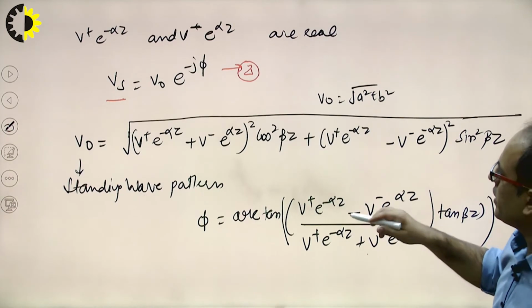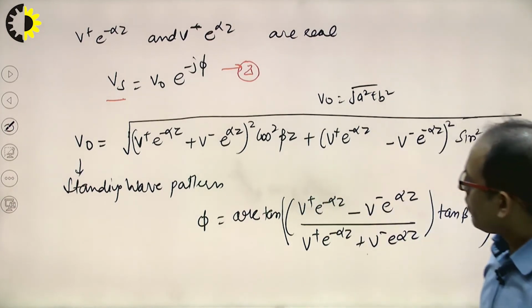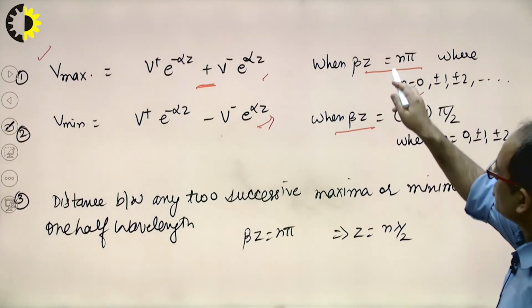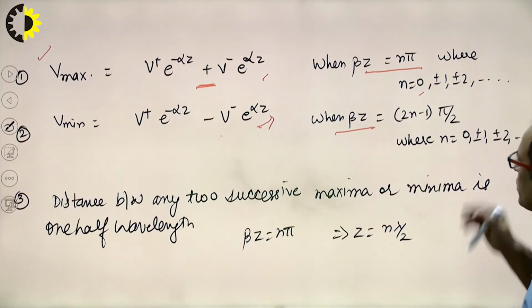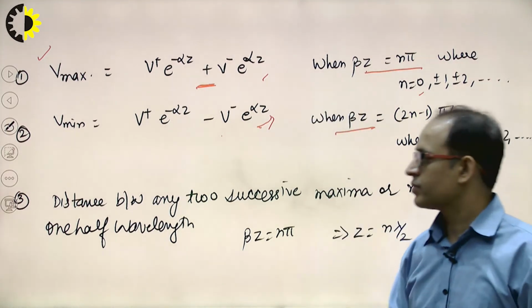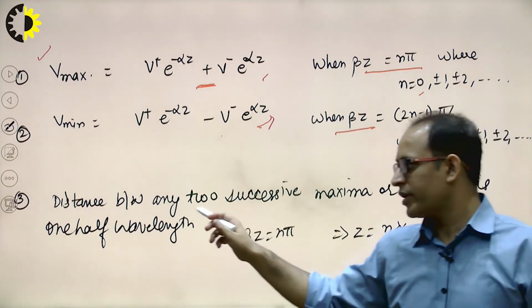You will see here that when beta z is equal to n pi, there will be addition, and when beta z equals (2n minus 1) times pi by 2, then we have subtraction. Clear? Now see, this third point is very important.